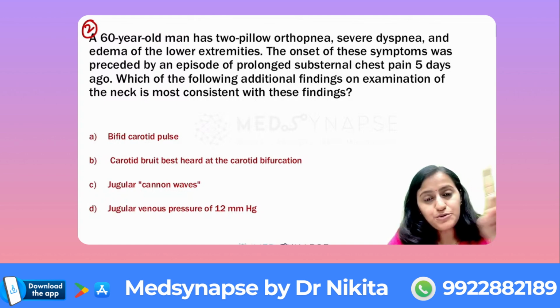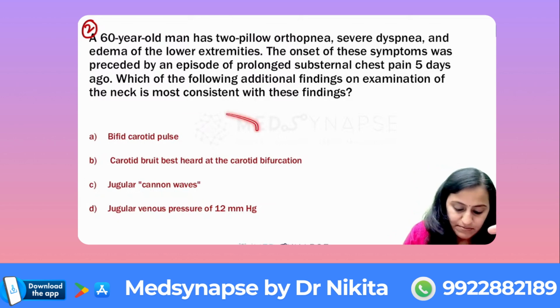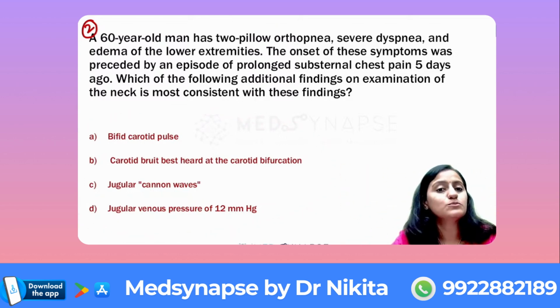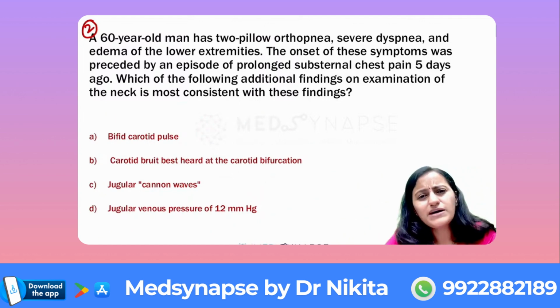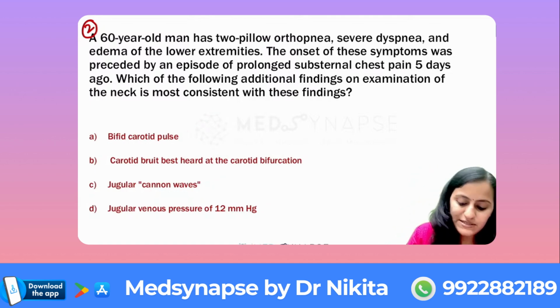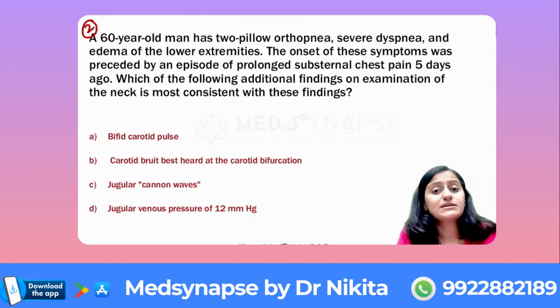Whenever you move to a question, maybe in your grand test or even in your final exam, first look at the options, because from the options you get an idea of what system or subject it is related to. So carotid pulse, Cannon waves, jugular venous pulse. So I know that this is something related to cardiology, right? Next, what I will do is read the last line. Which of the following additional findings on examination of the neck is most consistent with these findings?